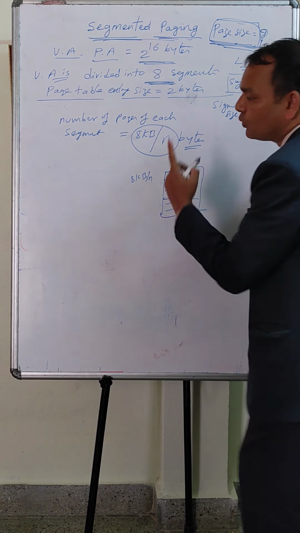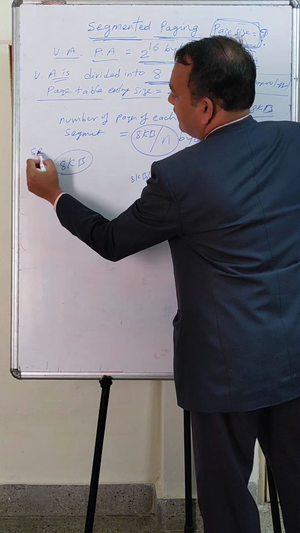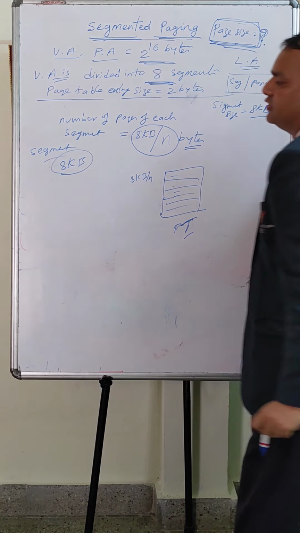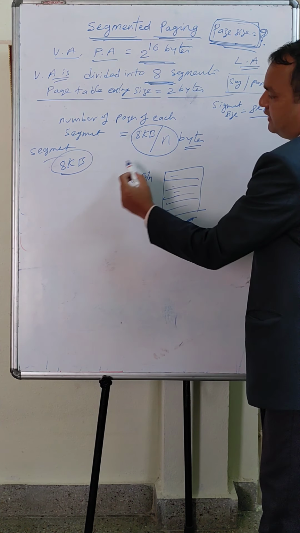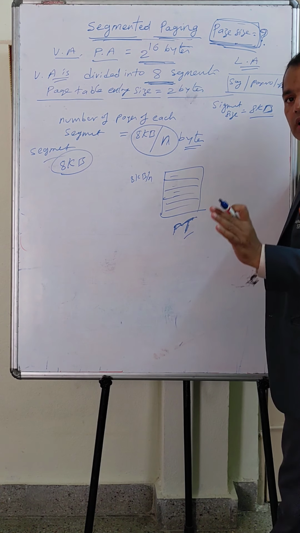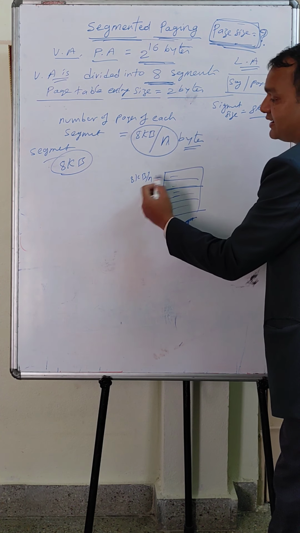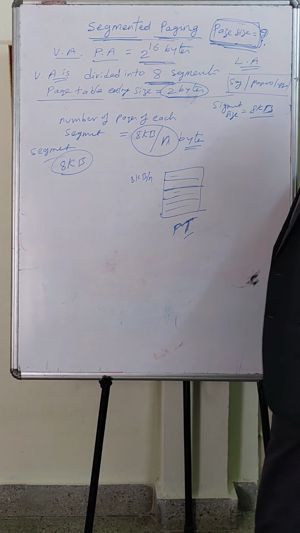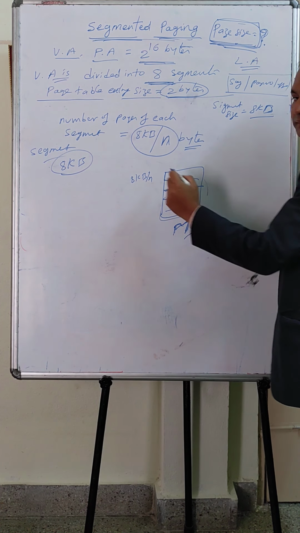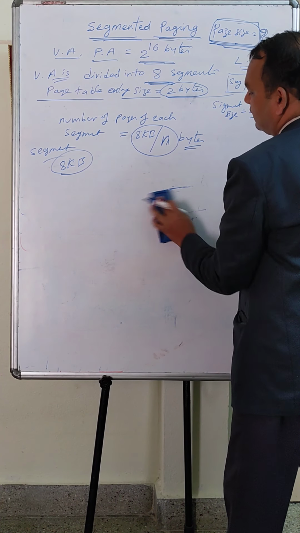This page table is for one segment of 8 KB. For this 8 KB segment, we created a page table. We divided with the page size, which we don't know, our assumption is n bytes. Then we got the page table with this many entries. Each entry is how many bytes in the question? It's given as 2 bytes. So what is the size of this page table? Now we will calculate, my dear friends, the size of each page table.